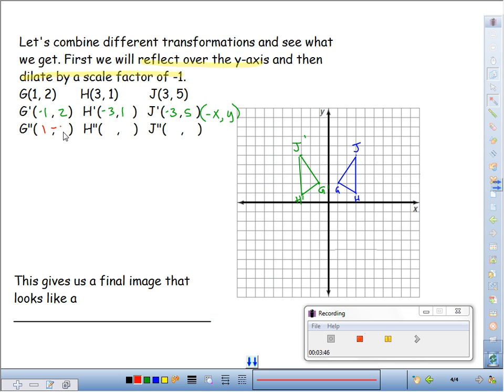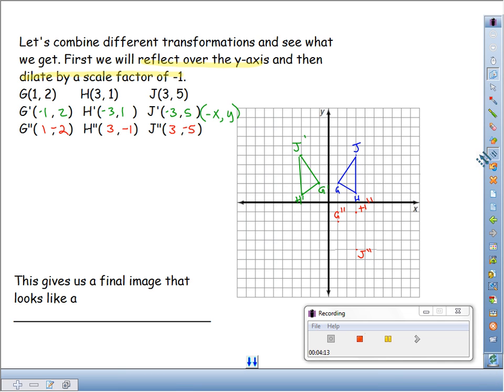2 times -2 is -2. +3, -1. +3, and -5. So let's plot that figure. And this is G double prime, H double prime, and J. Connecting those points. And there's our new figure.